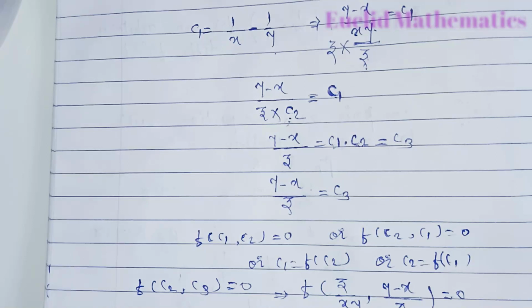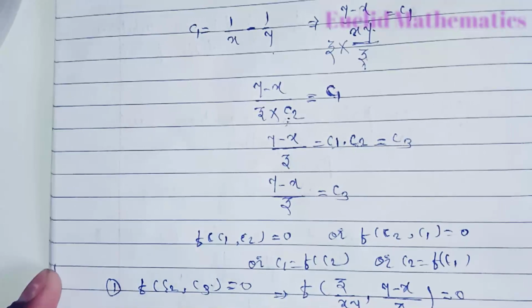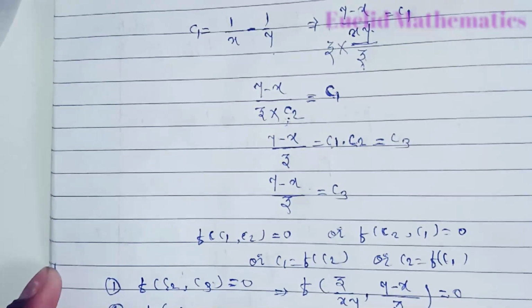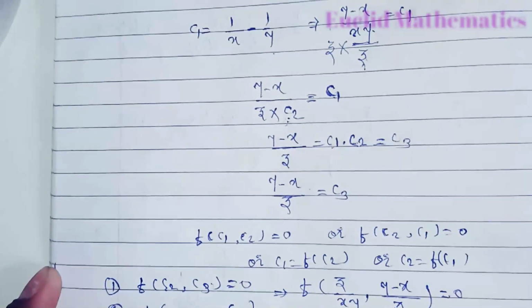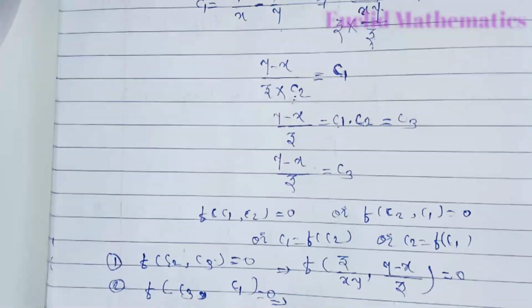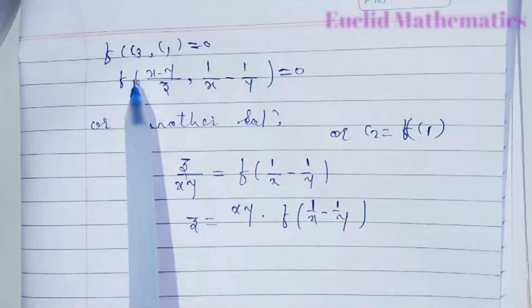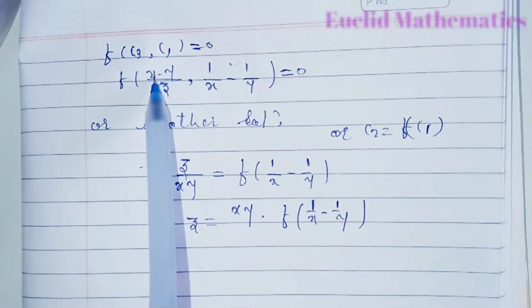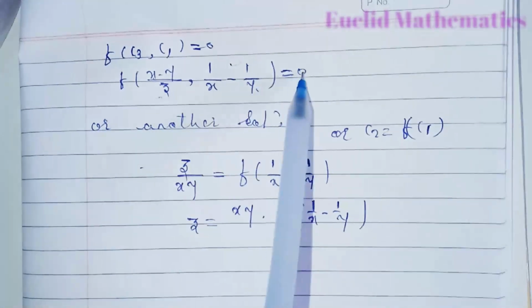Now let's go for the next solution. We can find multiple solutions by using c2, c3, c1. Try to find their combinations. So second, f of c3, c1. Why did I choose c3, c1? Because of our option, which is given this way. So f of c3, c1 is 0. For the next option, I consider f of c3, c1 equal to 0, and we know the value for c3 is (x minus y) by z, and c1 is 1 upon x minus 1 upon y. So f of c3, c1 is 0.